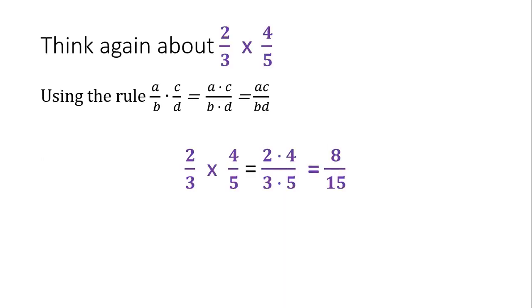Think again about 2/3 times 4/5, and this time we're going to use the rule. 2/3 times 4/5, we need to multiply the numerators. A times C is 2 times 4 over the product of the denominators, 3 times 5, which are B and D. So we have 2 times 4, which is 8, over 3 times 5, which is 15. So 2/3 times 4/5 is equal to 8/15. That's what we got with our model.